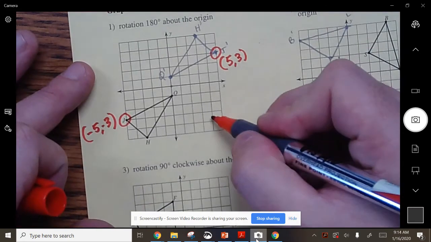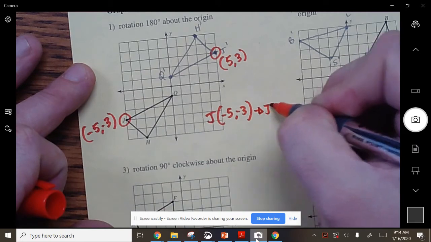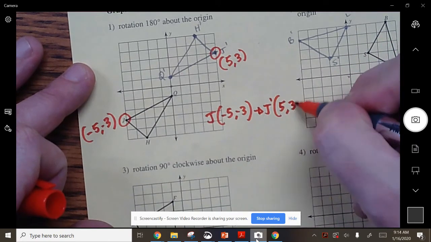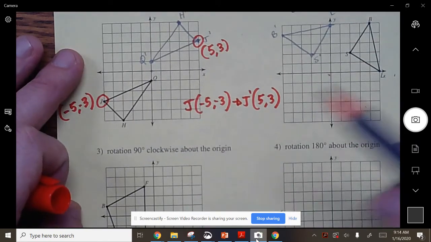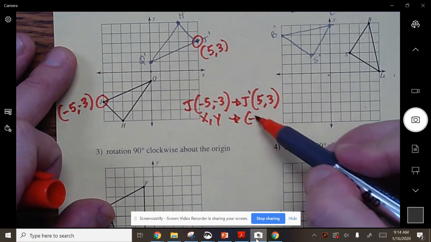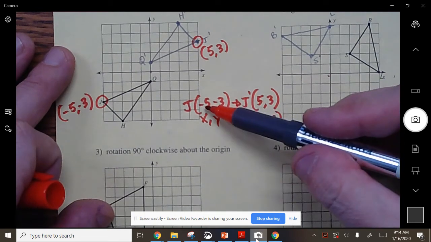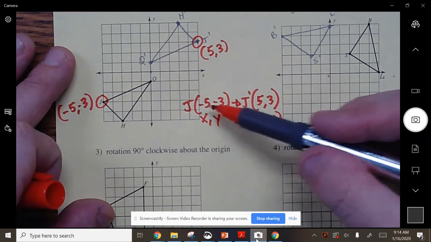So I had J and then J prime. And look at these 2 points. Well, they're very similar. And here's the rule. I'm going to show you right now. You just do the opposite sign for both numbers. If it's negative, then you turn them positive. If they're positive, you make them negative.